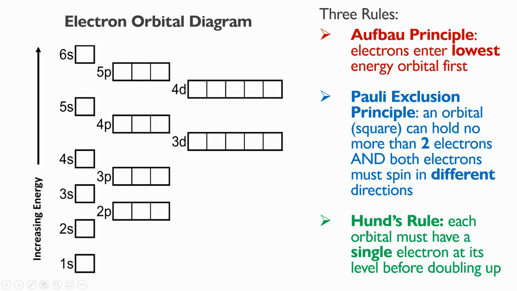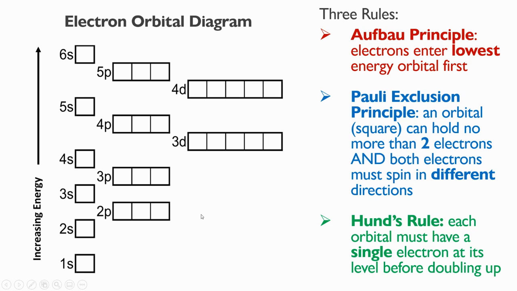Before doubling up. Basically what that means is if we're filling these boxes, each box must contain 1 electron before we add a second one to any of these boxes. So if you're working at 1 energy level, you can't add a second electron until each box is filled up with at least 1. So let's do an example.